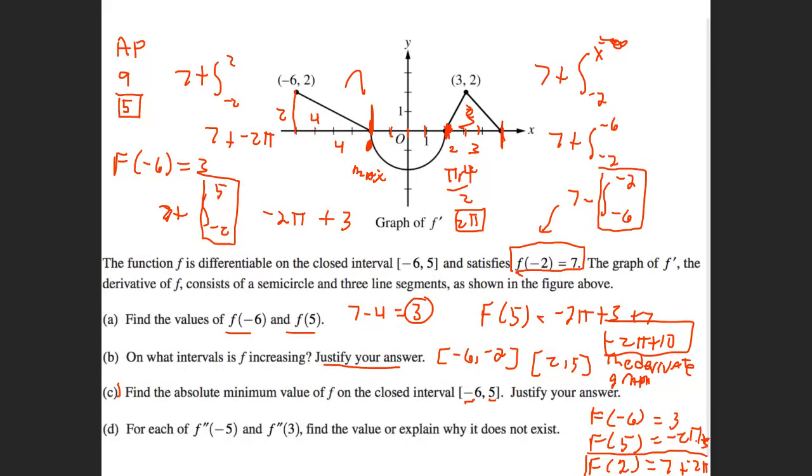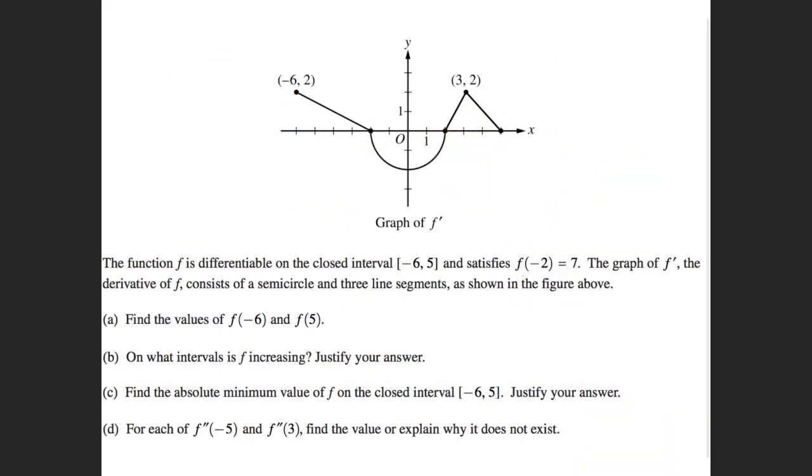So I'm going to erase all this. So f double prime, so this is the first derivative. So the second derivative would be the slope of the first derivative, wouldn't it? So if you have the first derivative, the second derivative would just be the slope. So what is the slope at negative 5? Well, negative 5 is right here. What is the slope of that value?